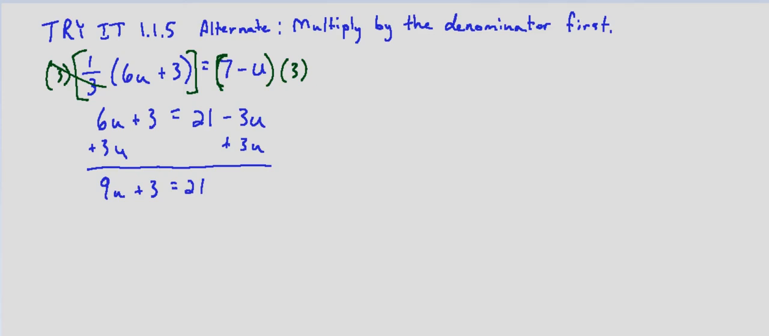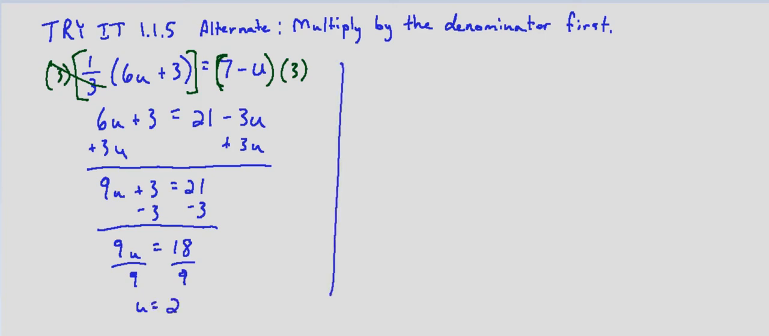We want the variable terms alone on the left side, so we'll subtract 3 from both sides to get rid of the 3 on the left-hand side. We get 9u equals 18. And finally, we will divide both sides by 9, which gives us u equals 2.